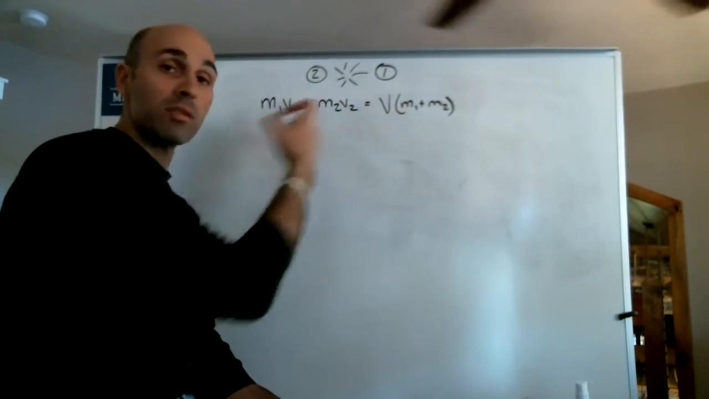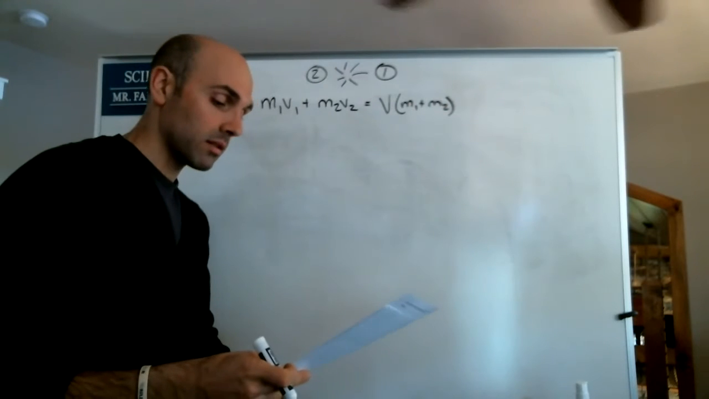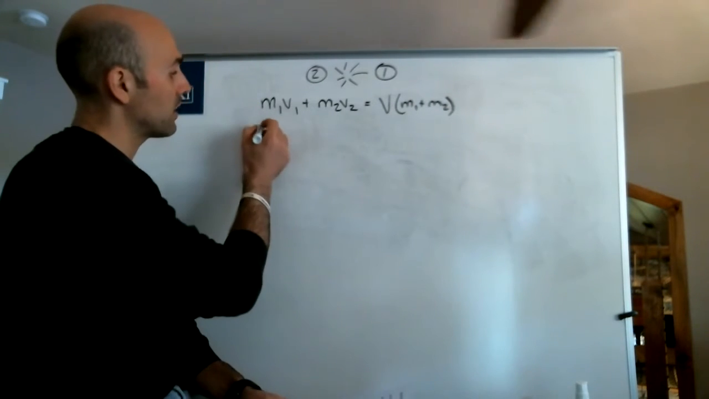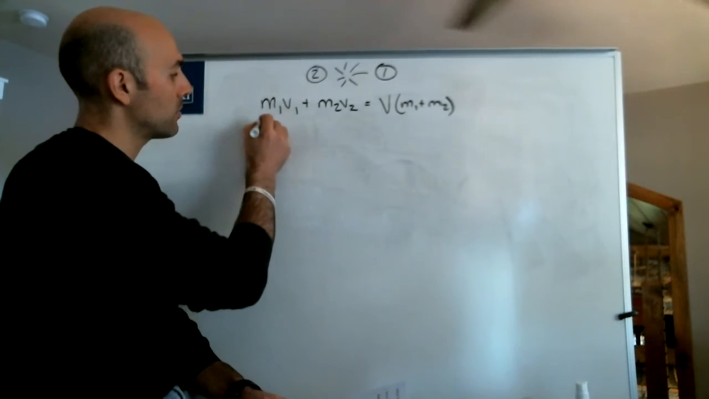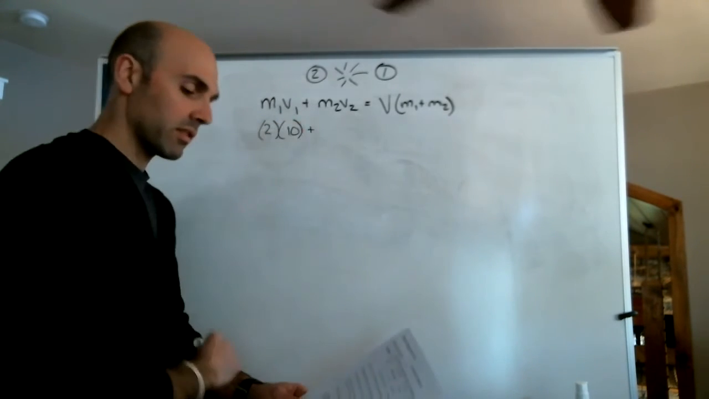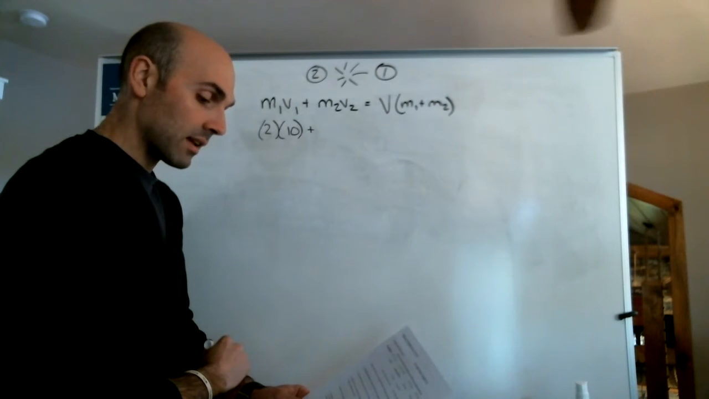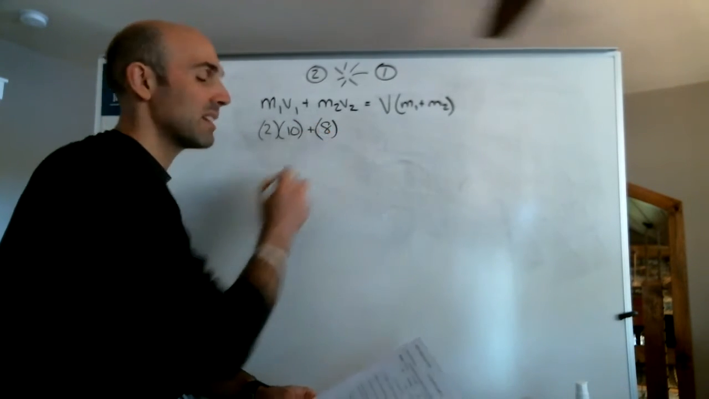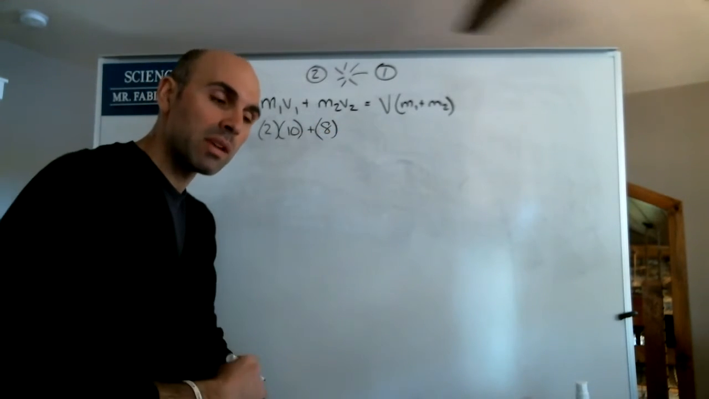Doesn't matter which object is which, as long as we keep it consistent. So let's say the 2-kilogram ball is moving at 10 meters per second. So 2 kilograms times 10 meters per second plus the second ball is 8 kilograms, but it is at rest. What does rest mean for a velocity?